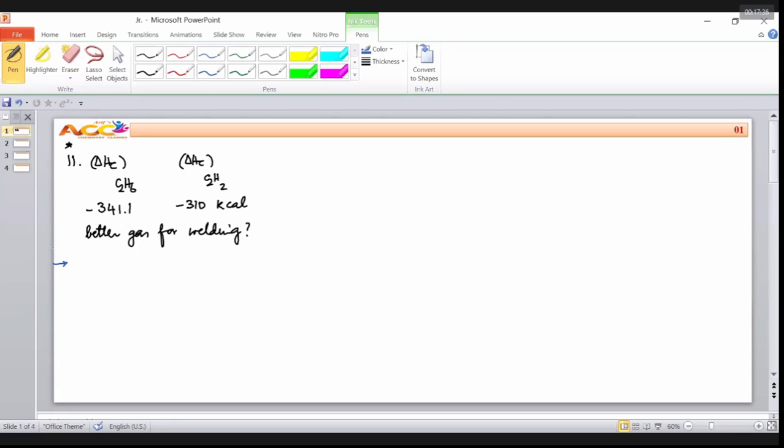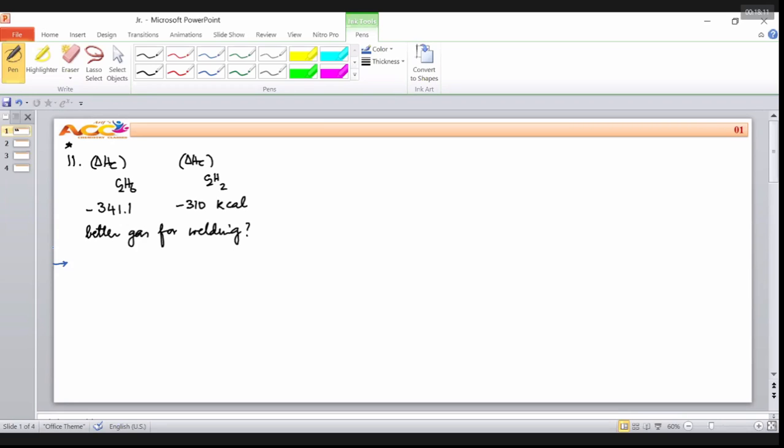It is the amount of heat energy released when unit mass of a fuel is burnt.